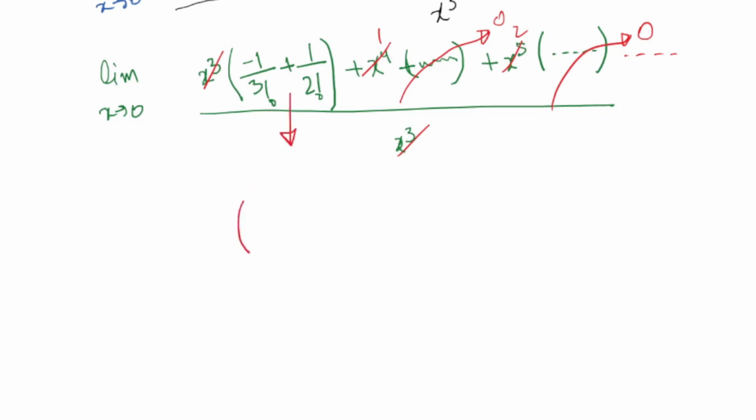So 1 upon 2 factorial means 1 by 2, and minus 1 upon 3 factorial, where 3 factorial is equal to 6. So this is going to be 1 by 3, because when we multiply, 6 minus 2 is going to be 4 (wait, 3 by 6 minus 1 by 6 gives 2 by 6), and in the denominator we have 12, and 4 by 12 is equal to 1 by 3. This is the final answer for this limit.